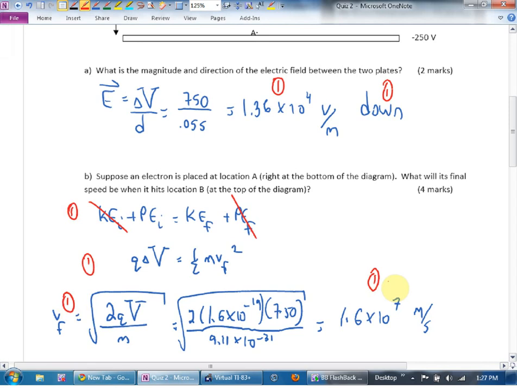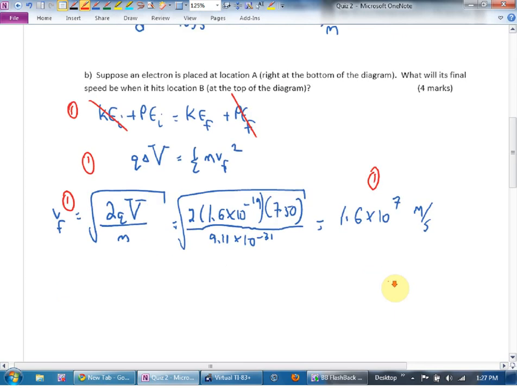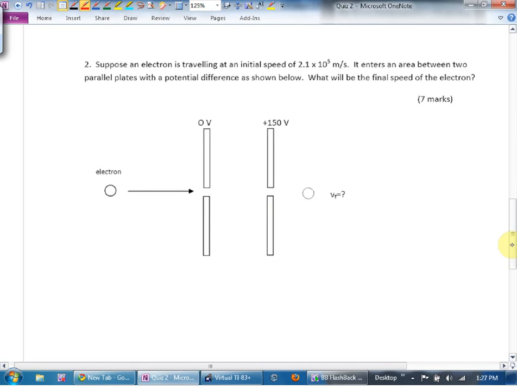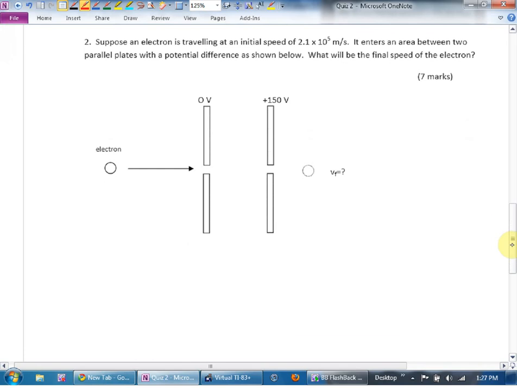Question two is exactly the same question as question one, except we're not starting from rest. Oh, and rather than let it just smash into the wall, we're going to cut a small slit in the wall. We're going to have it go through the hole and keep going. It's an electron gun. Suppose an electron is traveling at an initial speed of 2.1 times 10 to the 5th meters per second. Kinetic energy initial plus potential energy initial equals kinetic energy final plus potential energy final. The final potential energy is zero because it's fallen all the way to the ground, but nothing else is zero.